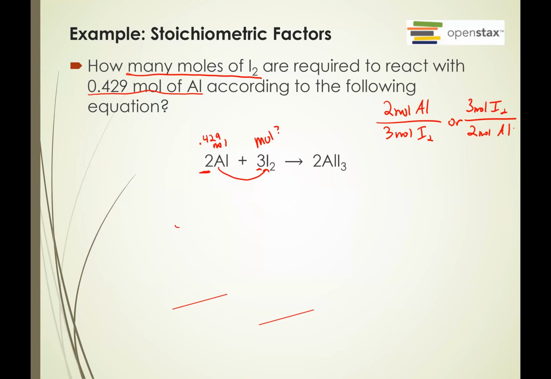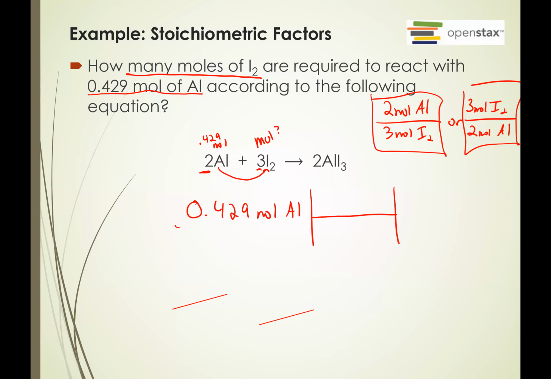And again, we have to look at the balanced chemical equation, and we might use this one, or we might use this one. All we know is somewhere we're using one of those, because that's the only way we can convert from something to something else. So if we start with 0.429 moles of aluminum, which one are we going to use? The one on the left or the one on the right? The one on the right, because the moles of aluminum are on the bottom. So there's 2 moles of aluminum to 3 moles of iodine.